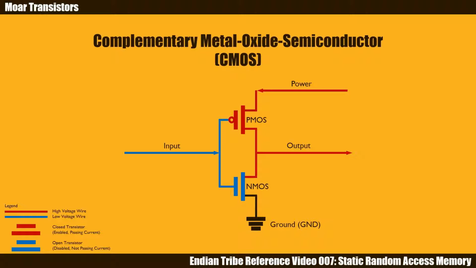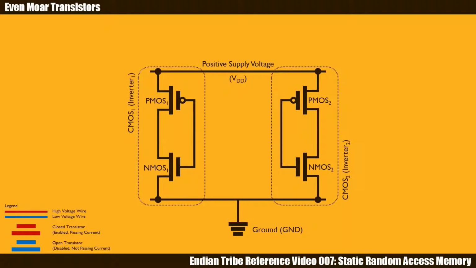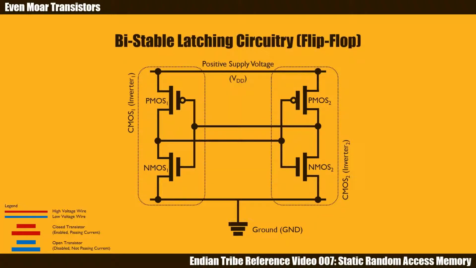On the other hand, if we apply a high voltage at the input, the PMOS opens and cuts off the power supply. The NMOS closes and connects the output to ground, draining its voltage. This creates a low voltage at the output, negating the input's high voltage. If we connect the input of a CMOS to the output of another CMOS, and then connect the second CMOS's input to the first CMOS's output, we have a bistable latching circuitry, which forms the basic storage mechanism for SRAM.